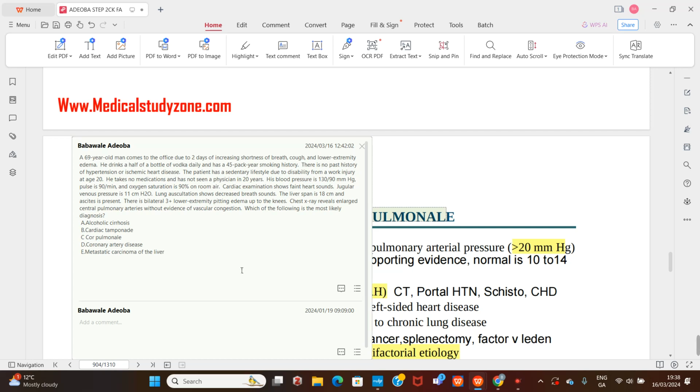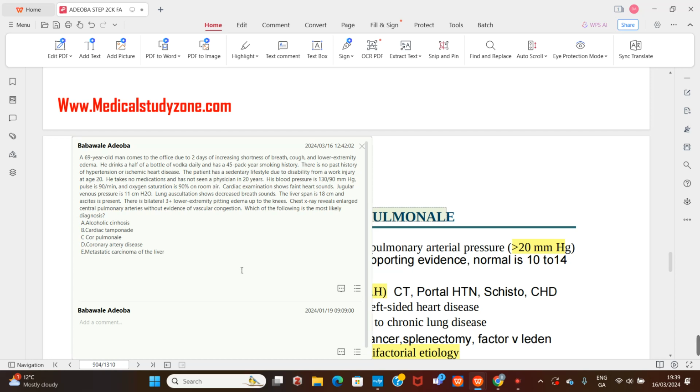Cardiac examination shows faint heart sounds. Jugular venous pressure is 11. Lung auscultation shows decreased breath sounds. Liver span is 18. Ascites is present. There's bilateral 3+ lower extremity pitting edema to the knees. Chest X-ray reveals enlarged central pulmonary arteries without evidence of vascular congestion. Which of the following is the most likely diagnosis?